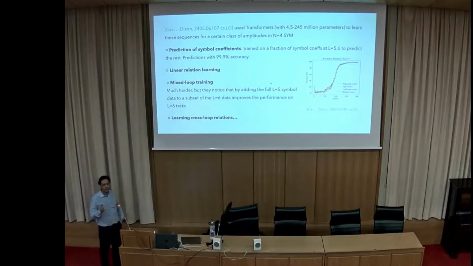Then you can ask, does it learn all these linear relations, complicated linear relations? The answer is yes. They can see that it learns this as it trains. A more interesting thing, which again brings me back to what I wanted to achieve before, like generalize, go to where you cannot go, is whether there are any cross-loop relations. So for example, the first baby step on that is basically if you train, suppose that you're interested in L equals 6 predictions, loop 6 predictions, but you also train it not only on L equals 6, you also give it the full L equals 5. Does it do better in L equals 6 tasks? And they see evidence that it does, okay?